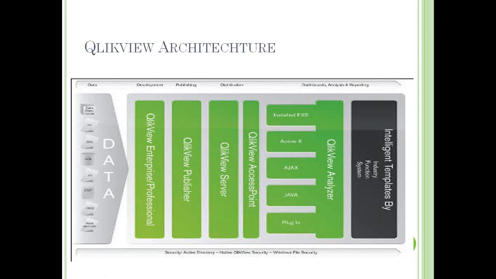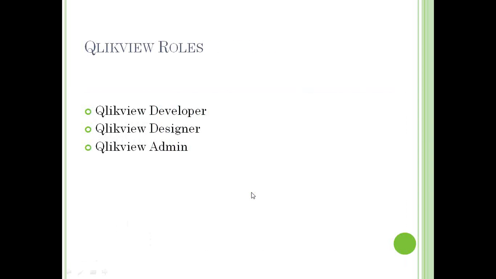And by using Access Point, end users can access their dashboards and they can analyze their business and they can take business decisions. And end users can access the dashboards in several ways. By using web browsers they can access, by using mobile devices they can access, and by using PDFs also they can access. Next we will see QlikView roles.